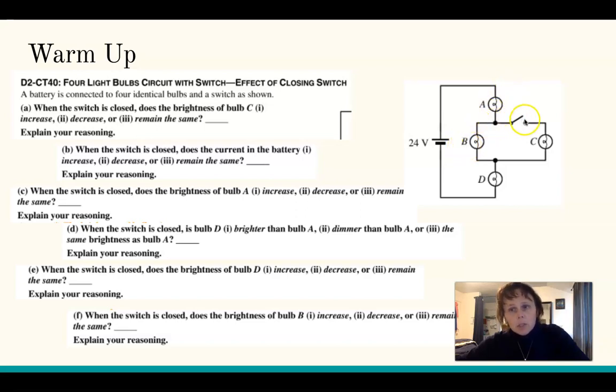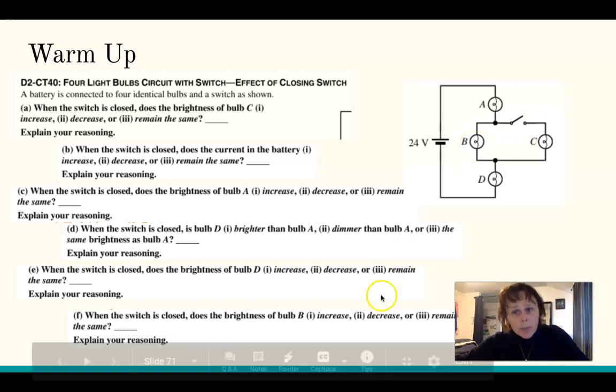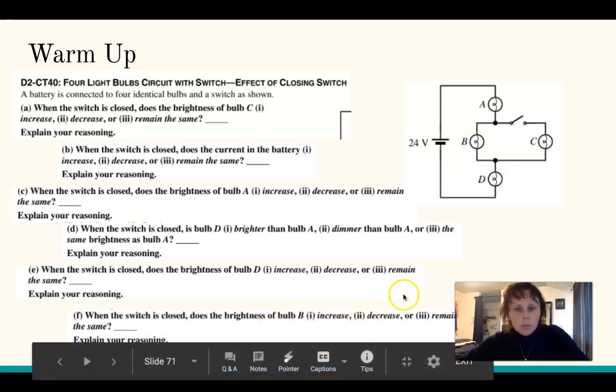Now, when the switch is closed, the current that goes through this is less than 8. It's only 4.8. So 4.8 squared is less than 8 squared, and the resistance is the same. Therefore, the power that this bulb has in the second scenario with the closed switch is less. Therefore, the bulb will be dimmer.